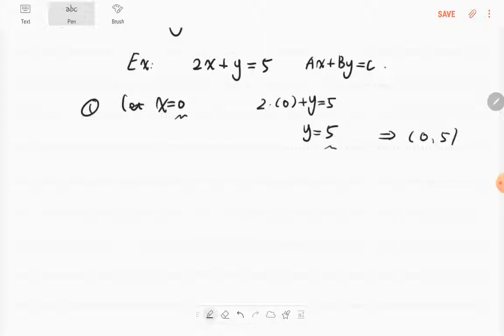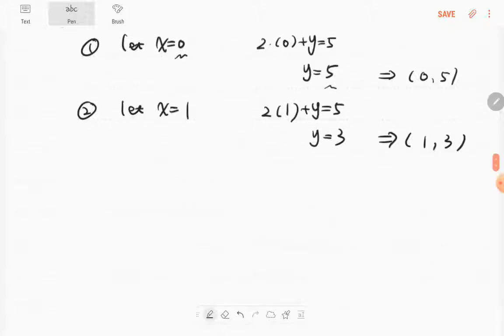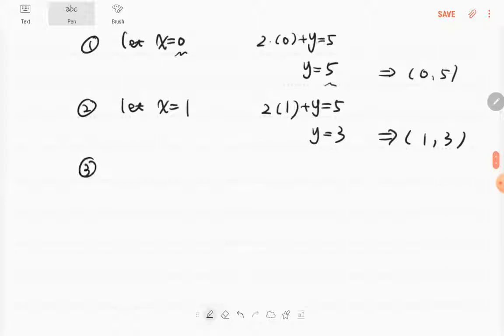Then we try to find another one. This time we let x be 1. So we use 1 to replace x, then solve for y. This time we will get y equal to 3. Then we get the second point, x equal to 1, y equal to 3. So (1, 3) will be our second solution.